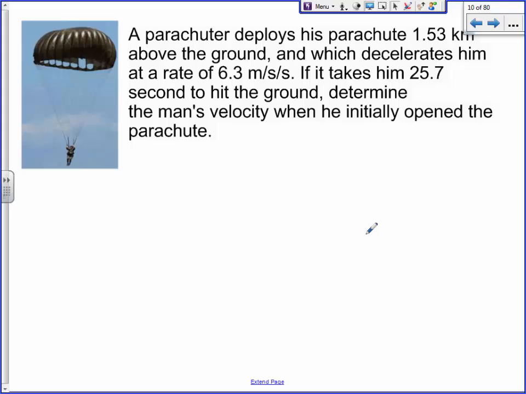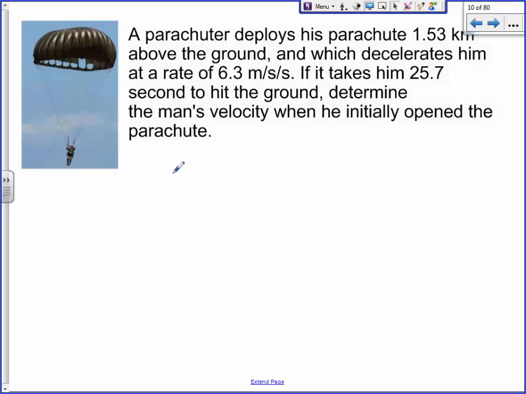If you've ever been parachuting before, as you free fall, when the parachute comes back down, it kind of starts pulling you back up again, right? As it's slowing you down. It takes 25.7 seconds for him to hit the ground. What was his velocity when he initially opened the parachute?